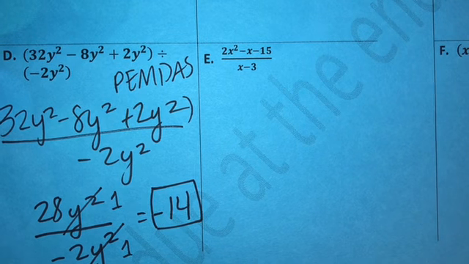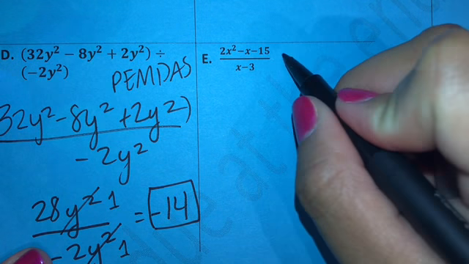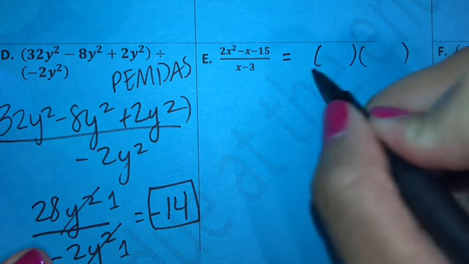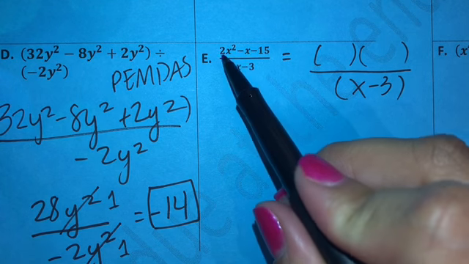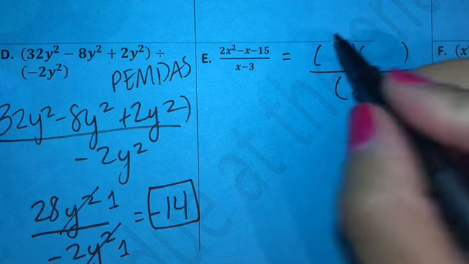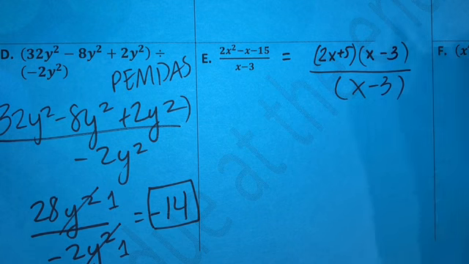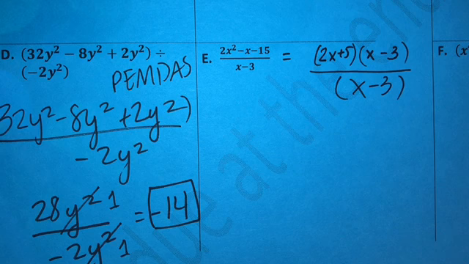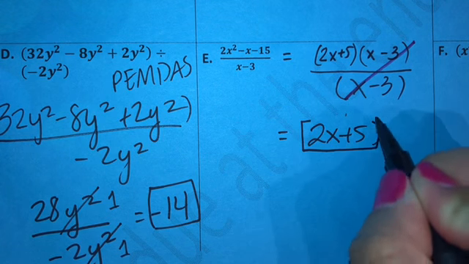Okay, for E, we're going to factor the numerator. I have a 2 and negative 15, so I know my factors have to be somewhere of a 30. I'm going to say (2x plus 5)(x minus 3). Since these match, they go away. I'm going to be left with 2x plus 5. That's my answer.